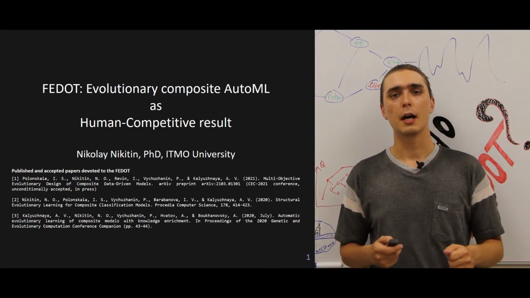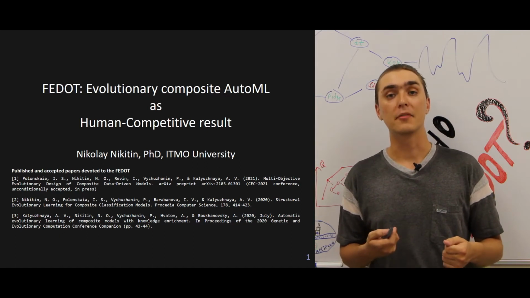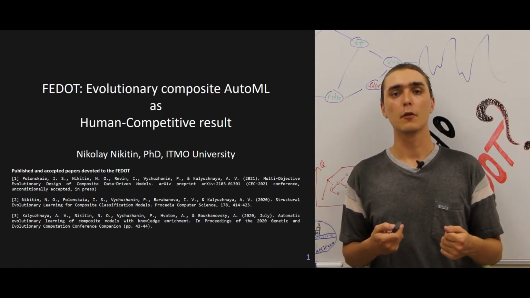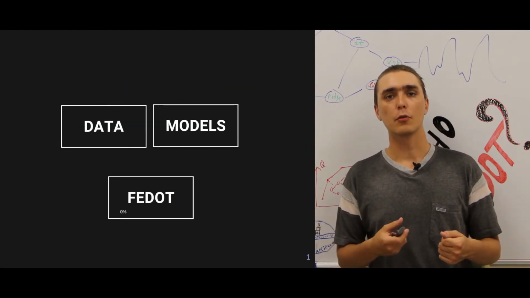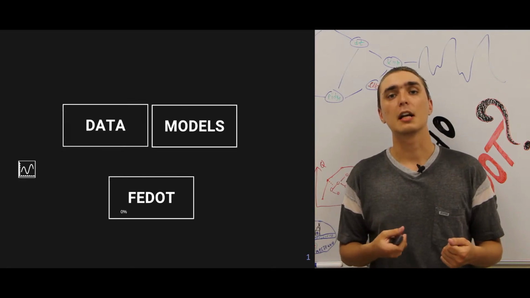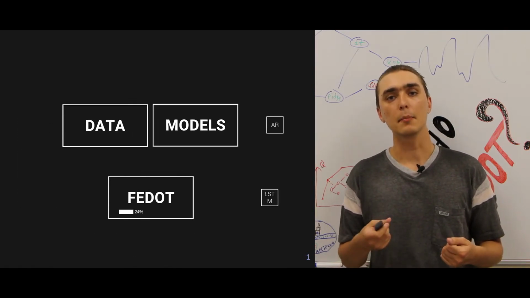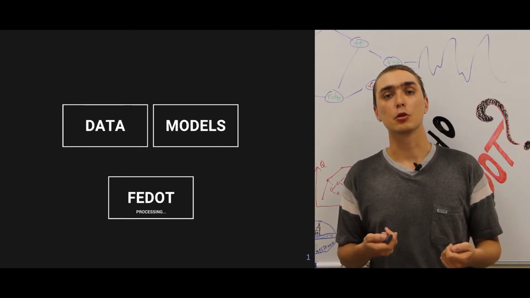Hello, today I want to present the evolutionary AutoML named FEDOT and describe why we claim it as a human competitive approach for automated design of composite pipelines. There are a lot of AutoML solutions, some of them based on relatively simple optimization techniques, some quite complex. However, they cannot be claimed as human competitive.